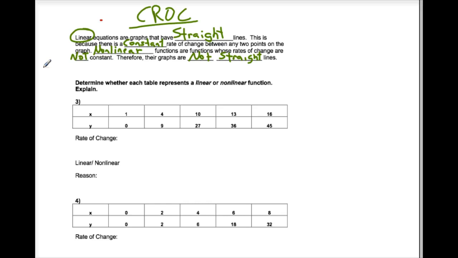Determine whether each table represents linear or nonlinear. Okay, and then you have to explain. Basically, guys, all you're going to do is find your slope, and you have to check every single point between all the points. All right, and we jot down over here: what variable, guys, goes up top with slope? X or Y? X. Oh my gosh! Y.